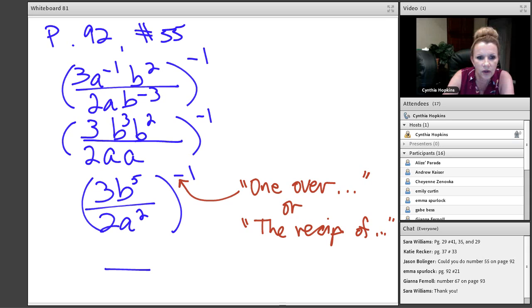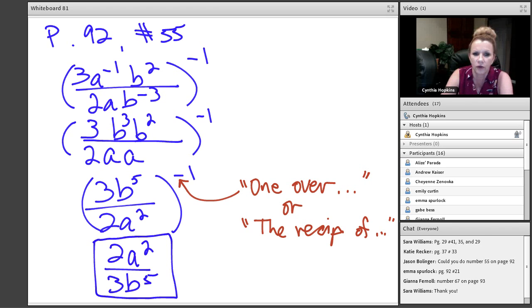And so we have 2a squared in the numerator and 3b to the 5th in the denominator. And then all of that would be to the positive 1 power, but I don't need to write that. So there is my final answer. No negative exponents. Okay. All right, Jason, I hope that was helpful.